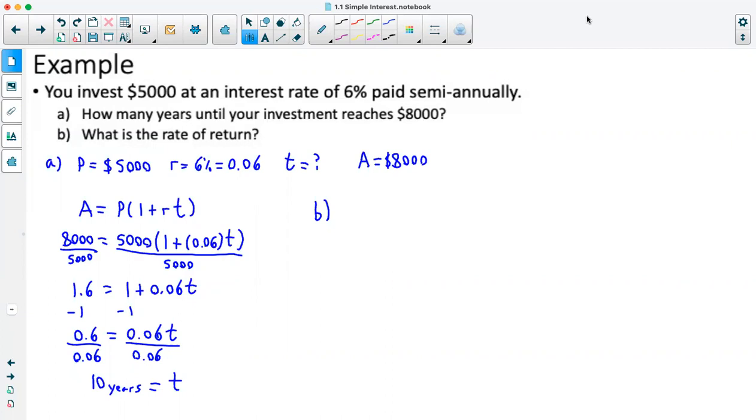Okay, so now we're going to do B. So what is our rate of return? To calculate our rate of return, we're going to need to know the interest that we've earned. So we'll go back to an equation that we started coming up with on the previous page. We had our amount was equal to our principal plus our interest earned. Now we want to solve for interest, so I would subtract principal from both sides. So our amount minus our principal gives us our interest earned. So if we have 8,000 minus 5,000, that's going to be our interest earned. So we earned $3,000.